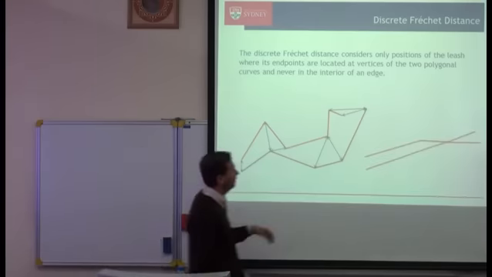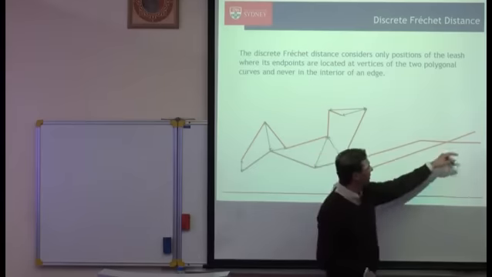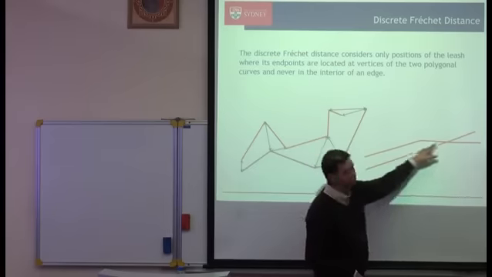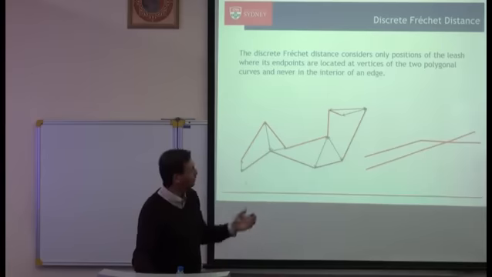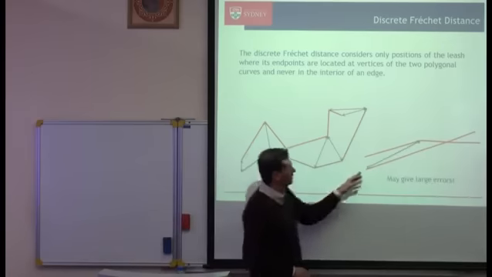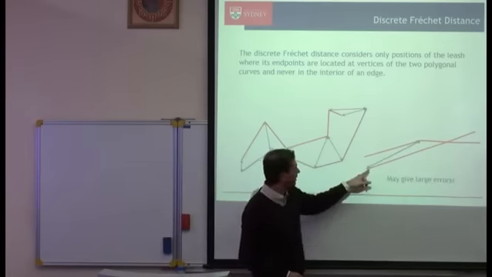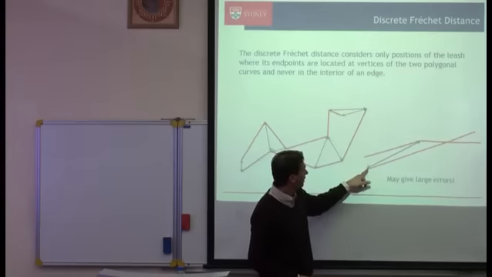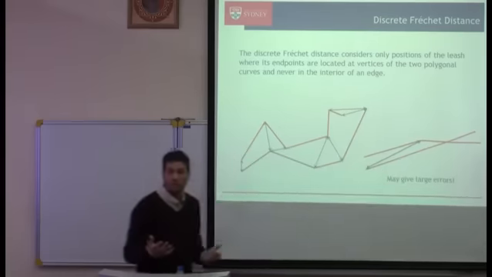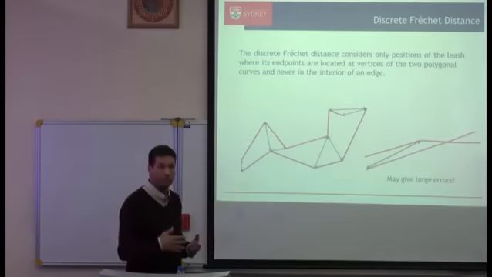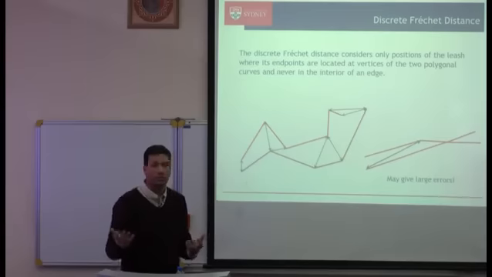For example, this is a straight line segment, and this path is just two line segments. You can see this doesn't work very well because they're very similar, but since the distance is taken between vertices, there has to be a distance between this point and this point, which is very large, right? So the continuous Fréchet distance would be very small, but the discrete Fréchet distance is very large. Okay?